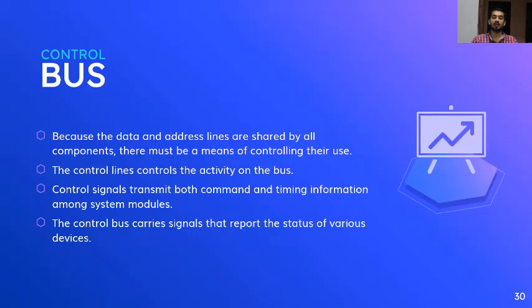Control bus. Because all the data and address lines are shared by all components, there must be a means of controlling their function. As I said, the control bus is used to control all the buses and the signals. The control lines control the activity on the bus. So it also controls the activity of every bus. Control signals transmit both command and timing information among the modules. The control bus carries signals that report the status of various devices.